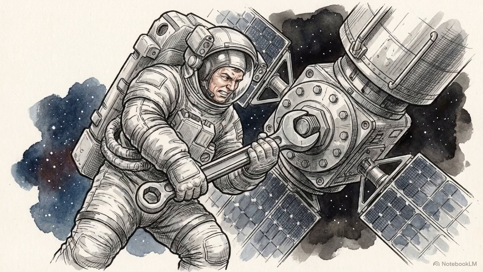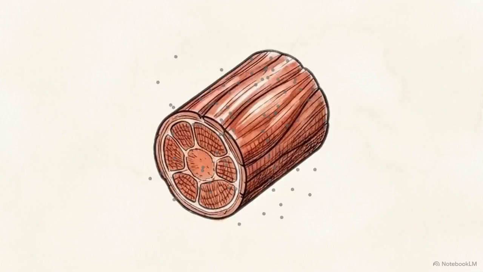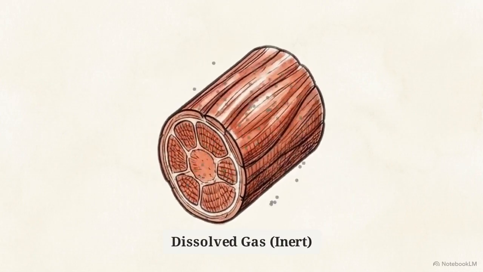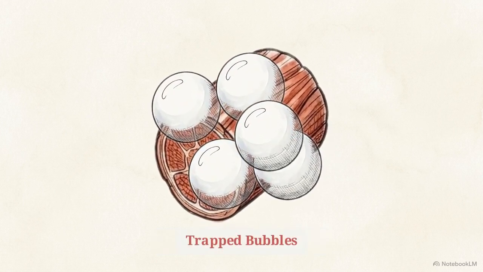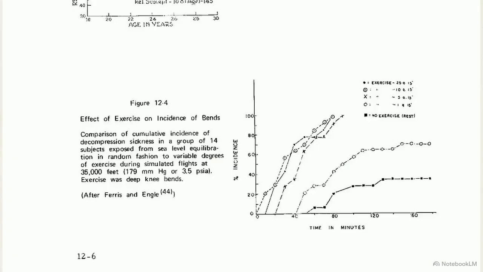That baseline mathematical curve changes drastically when external variables are introduced, specifically physical exertion. Muscular work creates localized pressure drops and agitation in the tissue, accelerating the rate at which gas bubbles liberate from solution. This graph compares cumulative decompression sickness rates based on movement. The bottom line shows subjects at rest. The top line shows a severe, rapid spike in symptoms for subjects performing deep knee bends.